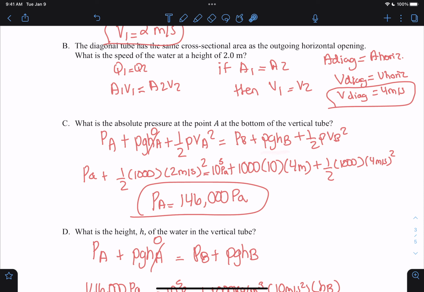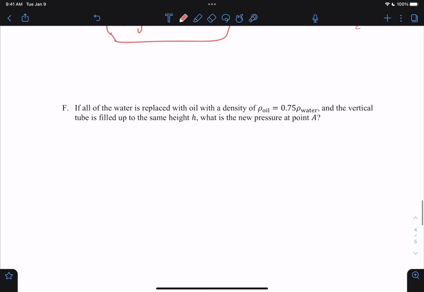plus rho GHB. Well, this rho is going to be different. The height is going to be the same. Pressure should maintain the same as well because it's atmospheric pressure at the top. But this density is going to be different because of the oil, right? So rho oil is equal to rho water times 0.75, and the density of water is just 1,000 kilograms per meter cubed. And so this gives us a density of 750 kilograms per meter cubed for oil.